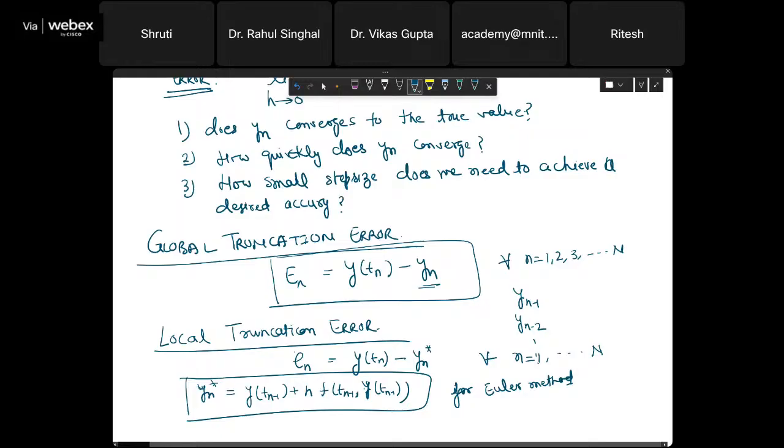But what happens if you take a sufficiently small step size h, then the global truncation error will dominate the observed error, and we need not bother much about the round-off errors in such cases. So for an appropriate step size h, we just look for the local truncation error and then the global truncation error.